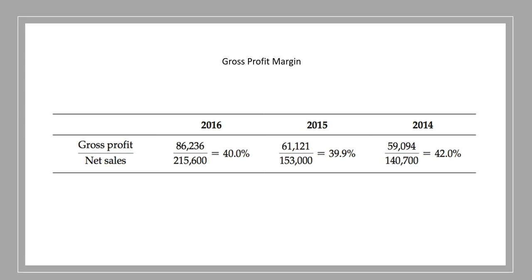And you can also calculate what the dollar amount is, because if you take the difference between net sales and gross profit, that is the cost of goods sold. So even though they didn't directly give it to you, they gave it to you indirectly.